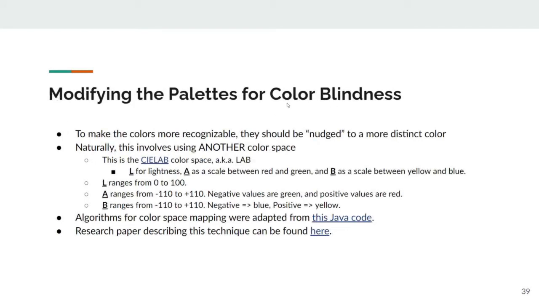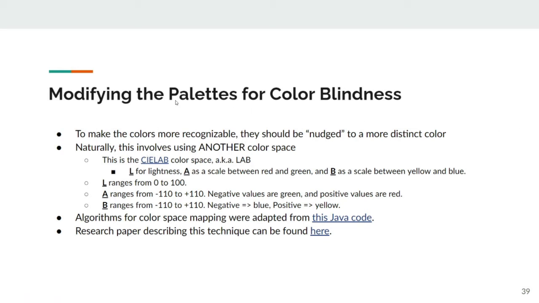And then modifying the palettes for color blindness. This is what I was alluding to earlier, a few slides back, where you want to make the colors more recognizable to a colorblind user. So you just nudge them a little bit to a more distinct color. My approach, as will be shown on the next slide, doesn't work at all. It's really bad. It's awful. You shouldn't use my specific implementation. There are a couple of research papers that seemed to do much better, but they didn't have their code available and I couldn't use it. So really consider this to be a warning and just a first step.